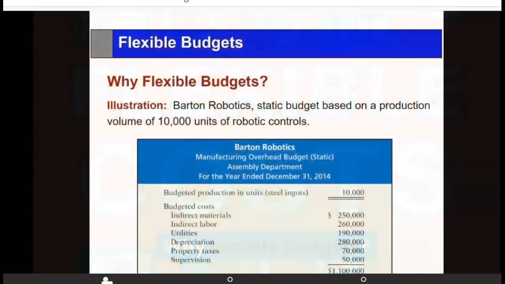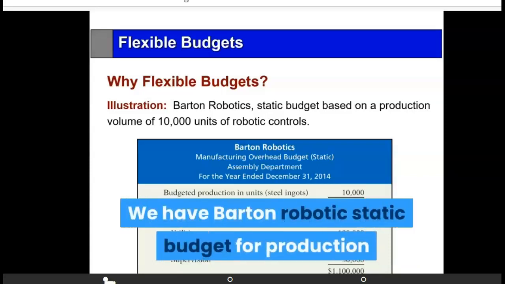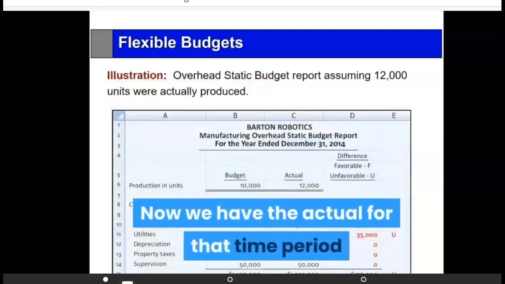Why flexible budgets? Well, let's look at this example. We have Barton Robotics' static budget for production manufacturing overhead at a production level of 10,000 units. So the budgeted costs: indirect materials, $250,000, indirect labor, $260,000, utilities, $190,000, depreciation, property taxes, and supervision. So there's our budgeted costs.